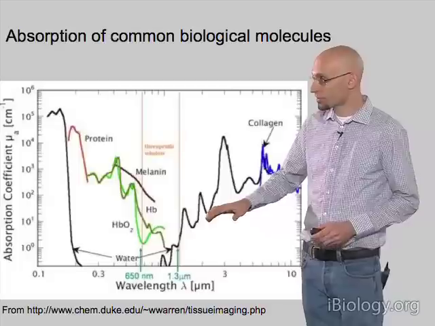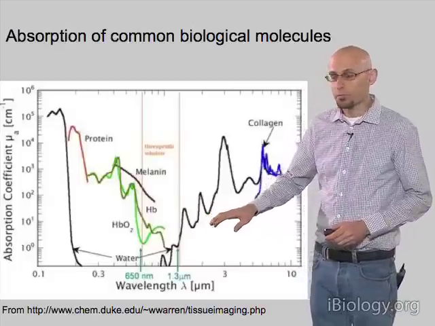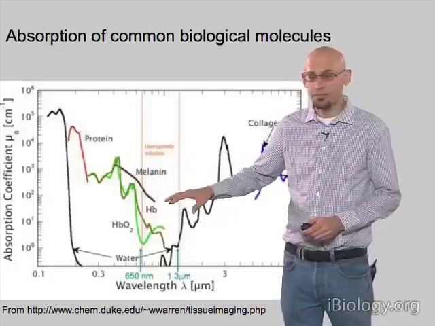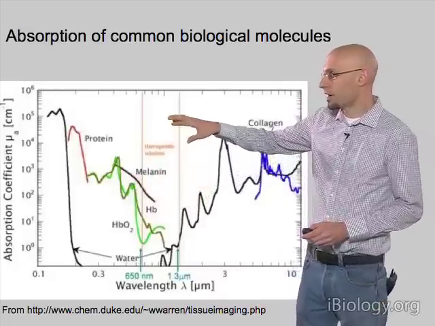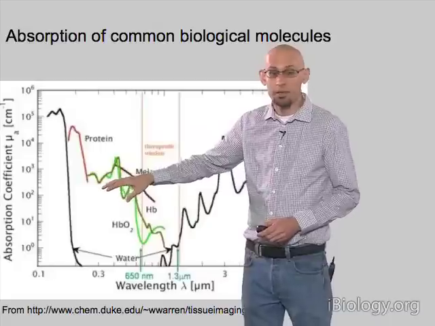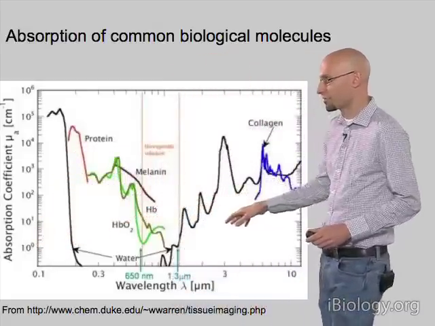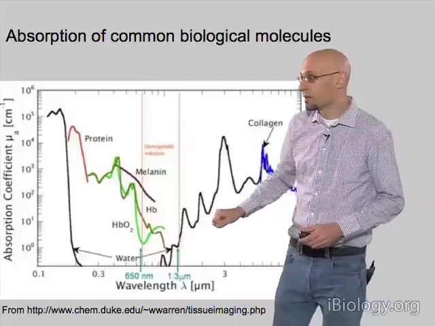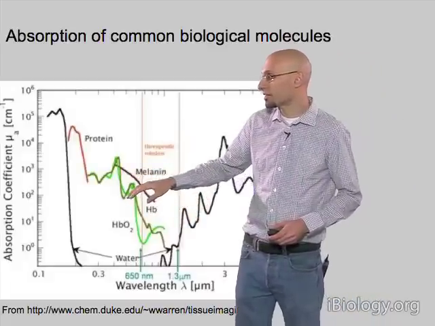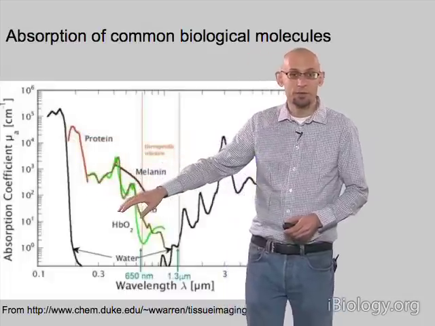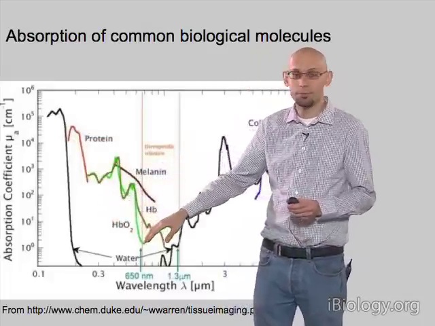So let's talk about absorption a little bit. Absorption can arise from many, many different molecules in the sample, and this spectra here just shows a couple of them. So this goes from the UV down here at the left all the way out to the far infrared on the right. And we're looking at a couple of different molecules here. In black, this black curve is water. And so as we all know, water is very transparent in the visible. It's clear.